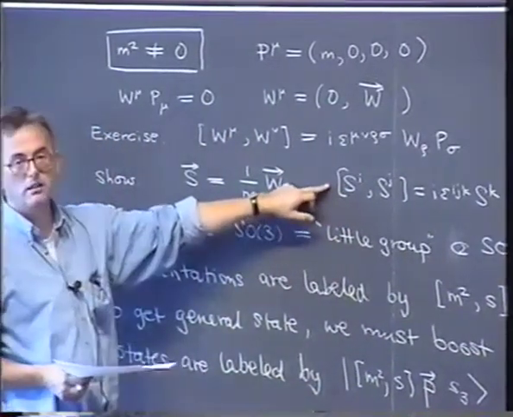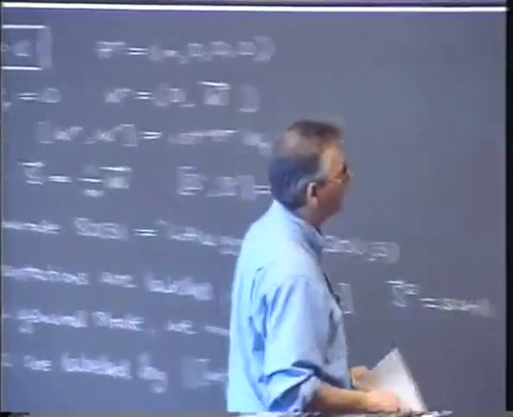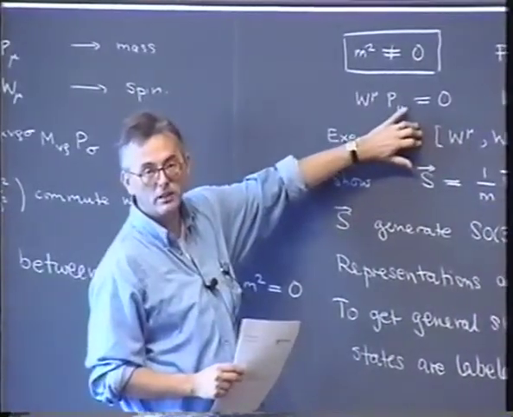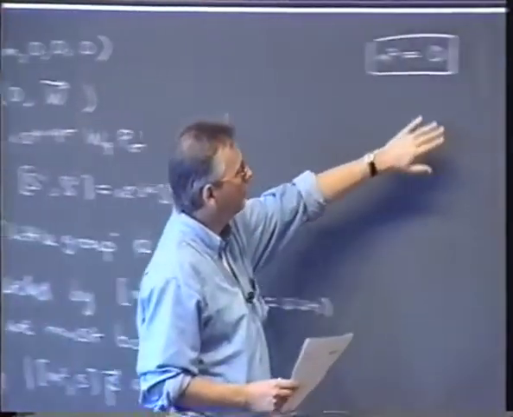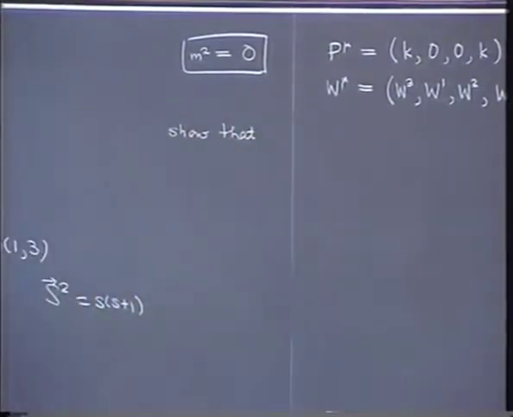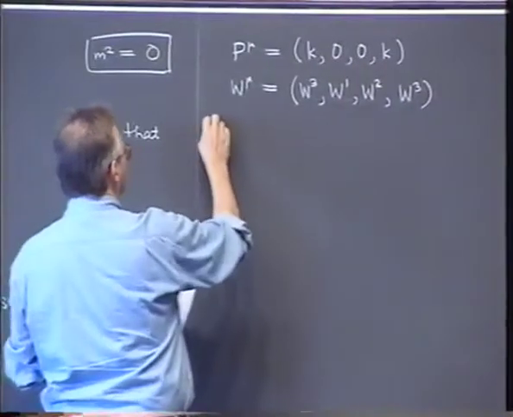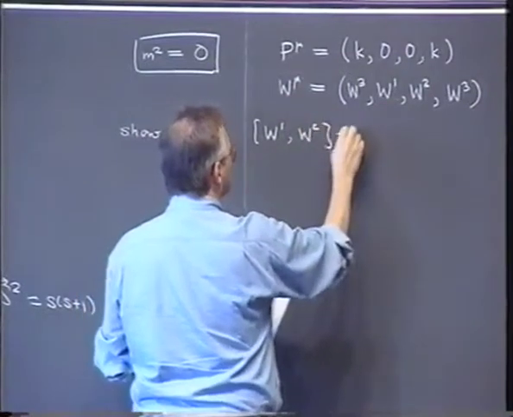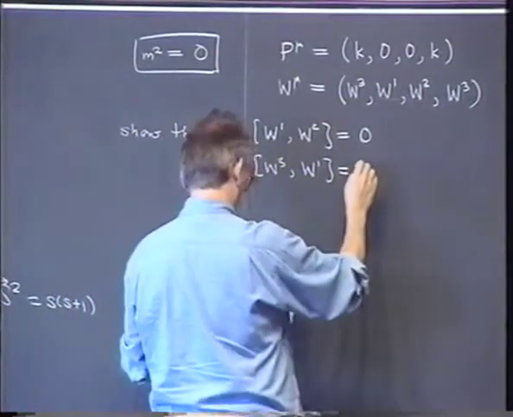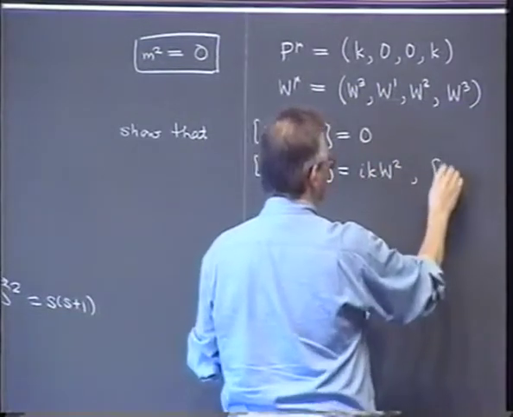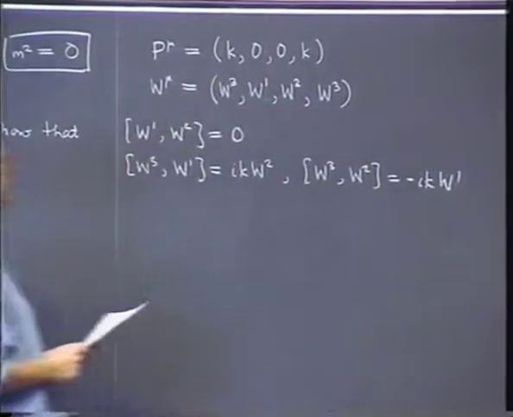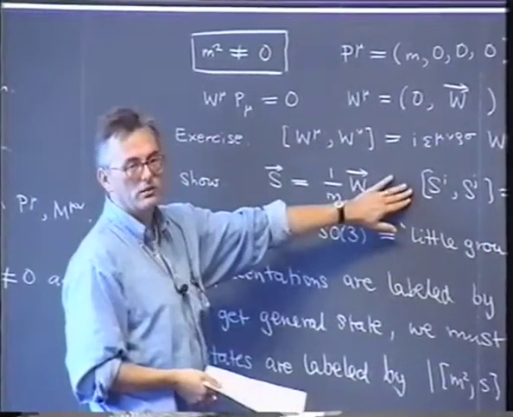Now, again, you can evaluate the algebra in this frame, again by using this commutation relation, and then you can show that instead of the usual angular momentum algebra, we get another algebra, which is as follows: the commutator of W1 and W2 is equal to 0, the commutator of W3 and W1 is equal to iK W2, and the commutator of W3 and W2 is equal to minus iK W1. Well, what is this? Well, it's certainly not an SO3 algebra.